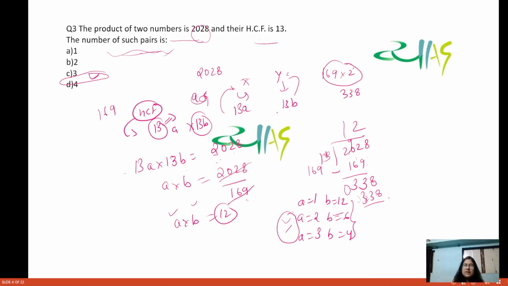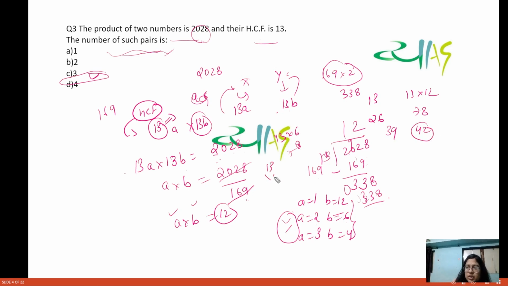You put a equal to 1, then these pairs will be 13 into 1 and 13 into 12. You put a equal to 2, then you have 26 and 78, I guess. Yes, 13 6 times is 6 3s are 18, 78. Then you put a equal to 3, you have 39 and 52.